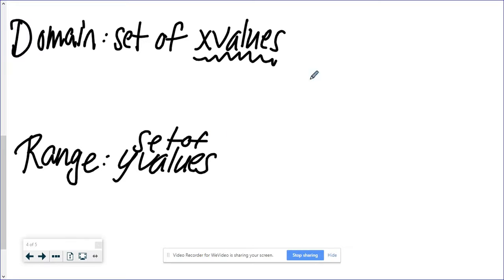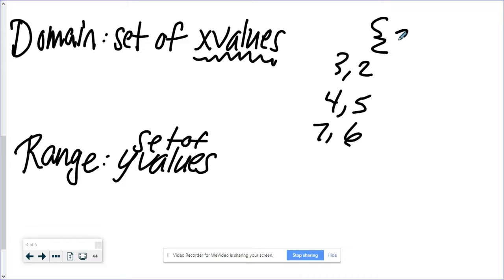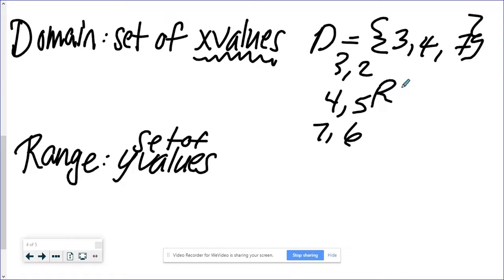If I gave you a bunch of ordered pairs, say (3, 2), (4, 5), (7, 6), and I said list your domain, we'd use squiggly brackets, and I would say 3, 4, 7. I like you to write them from small to big. If I said write your range, it would be all your y values. Squiggly brackets, 2, 5, 6. Close them off, and you're done.